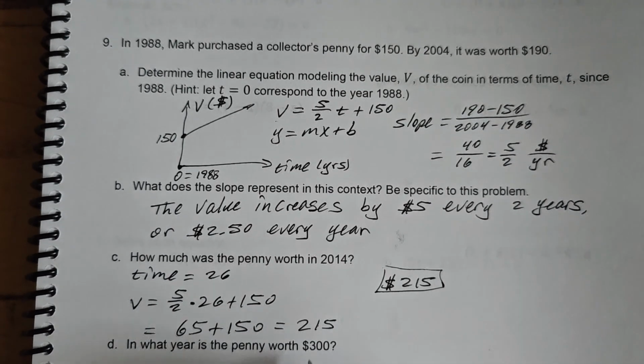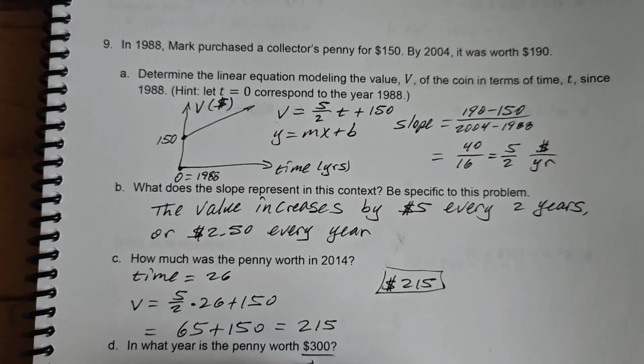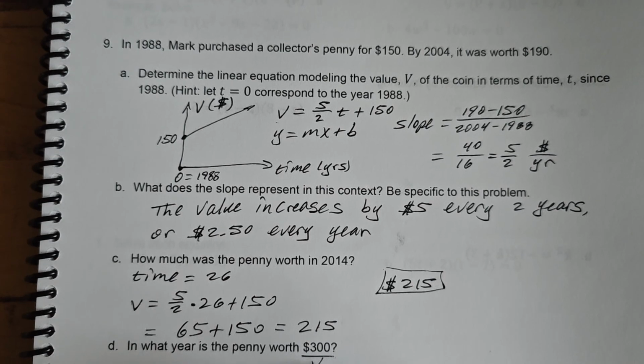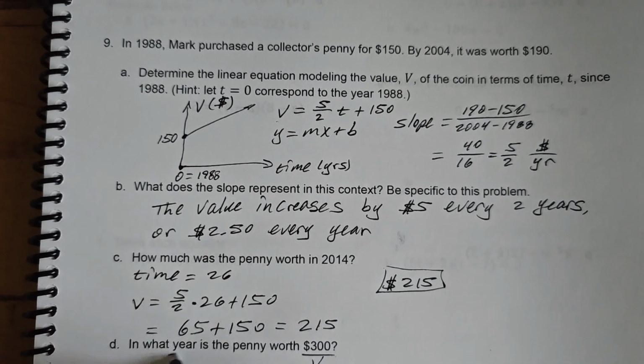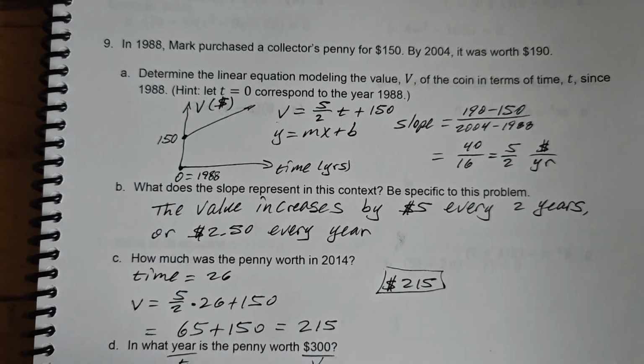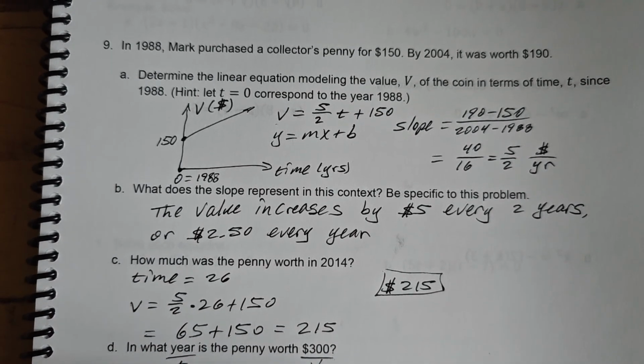In what year is the penny worth $300? So here the value, that's a unit of money. Value, the v variable, is money. And we're solving for time. So here we put in 300 for v, and you solve for t.